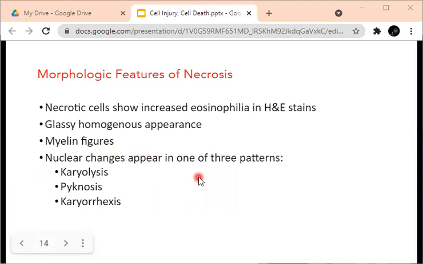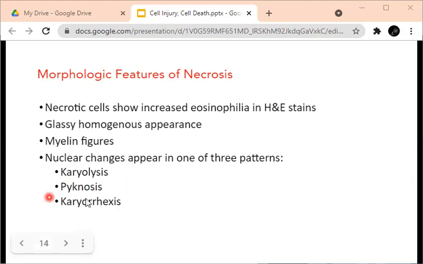And then the nuclear changes, which are very particular to our necrosis. The nuclear changes appear in usually three patterns. We have karyolysis. What is karyolysis? Basophilia of the chromatin may fade, a change that reflects loss of DNA by enzymatic degradation by endonucleases. So from the word endonucleases, it degrades the nucleus. Hence karyolysis, or lysis of the nucleus.